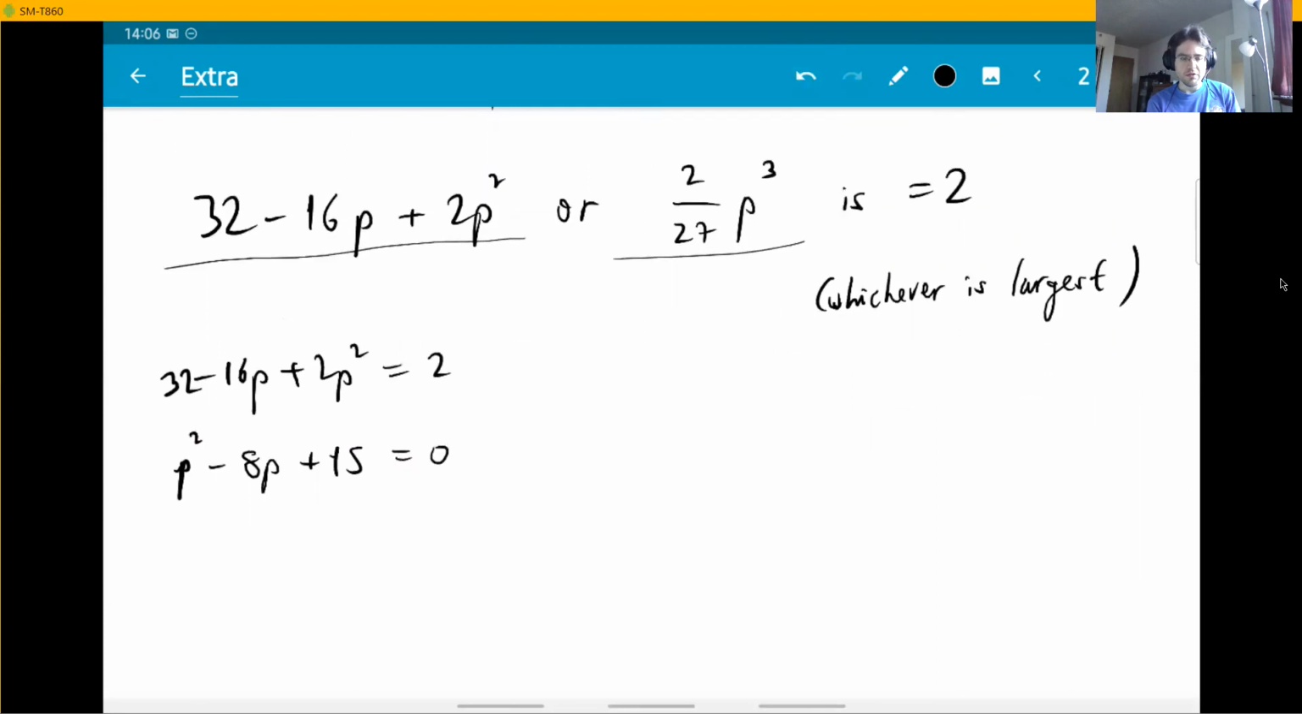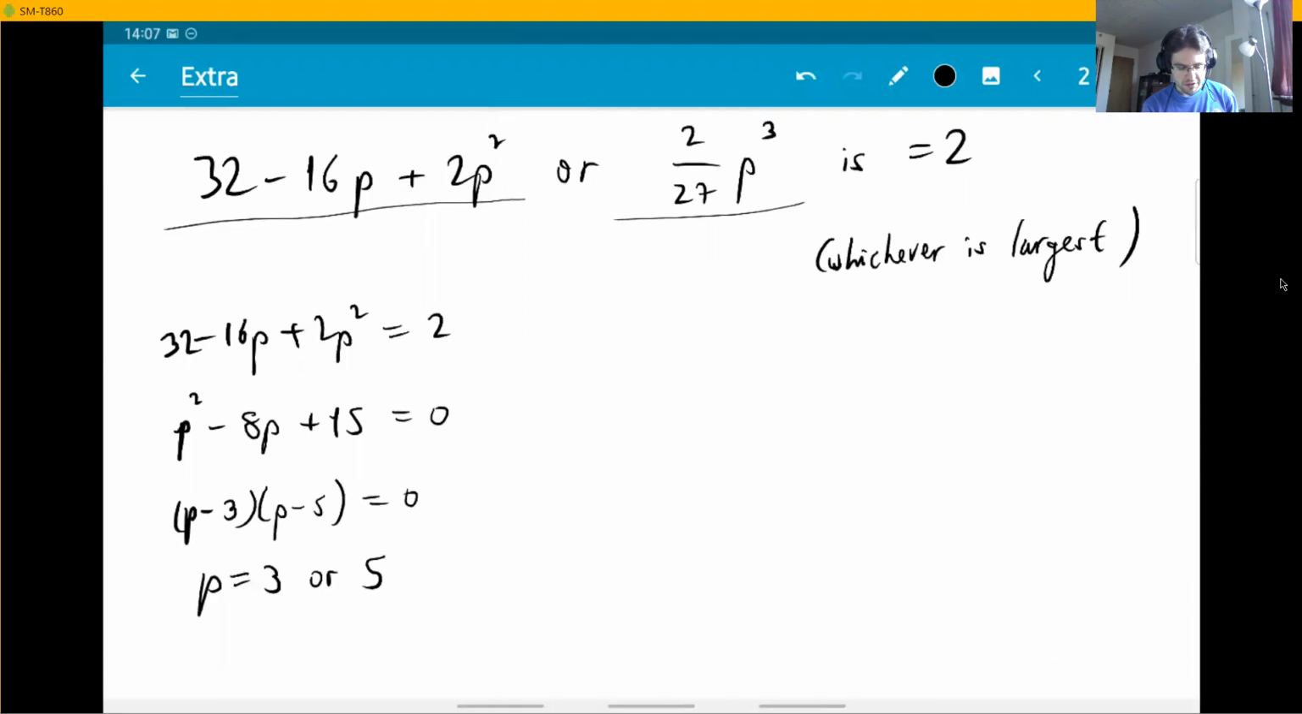This one, you can use the quadratic formula, or in this case, it actually factors very easily. P minus 3, p minus 5. So p must be equal to 3 or 5. Both of these are possible. They're valid values for p. Remember, the question gave us that p is between 0 and 12. So these could be potential values of p.